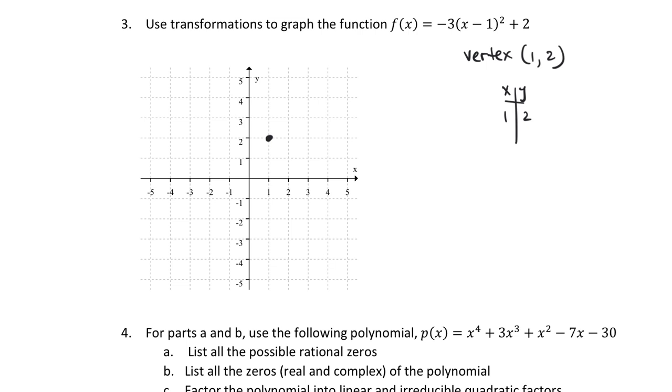So I'm going to do 0. Plug 0 in for x. Subtract 1 is -1. -1 squared is 1. 1 times -3 is -3. -3 plus 2 is -1. And now we could use symmetry. So this point reflected over the vertex is going to be 2 comma -1.